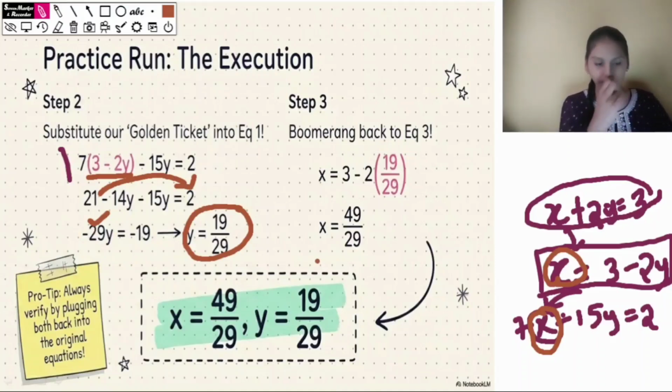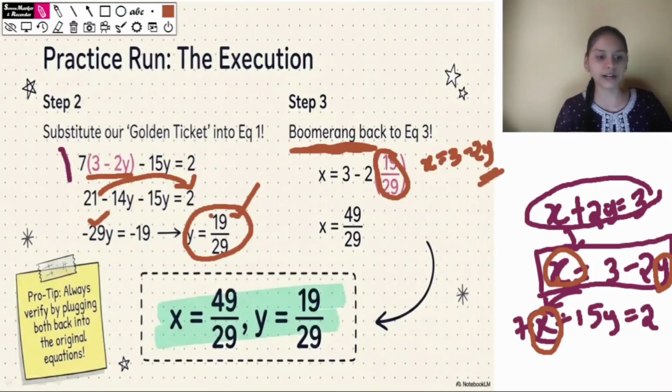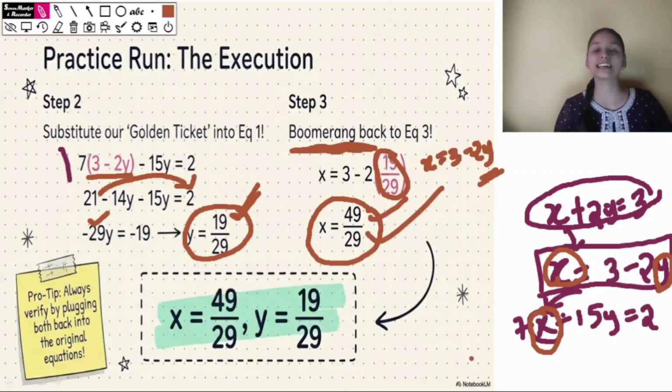If y is 19 by 29, then the third step was boomerang. Boomerang means, as I had told you, substitute back into the equation. Whatever equation we had, this one, x is equal to 3 minus 2y. Now in place of y, we are going to substitute the answer we got, 19 by 29, because here there was y, right? Now you can easily solve for x. So I got x, and I got my y. This is how you solve using the substitution method.